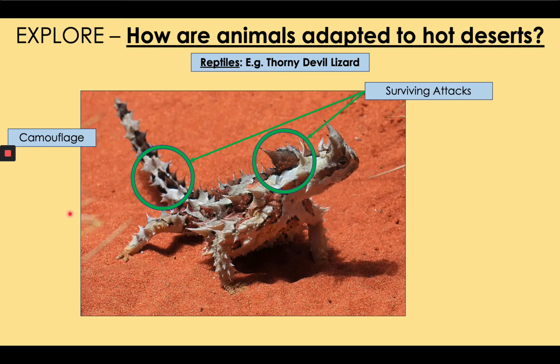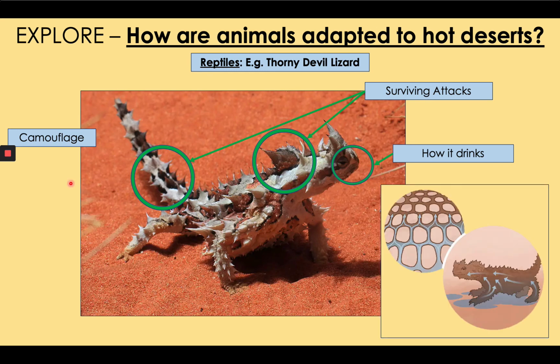But it doesn't just have to survive predators, it also has to survive the heat and lack of water. And it has some very clever ways of doing this. And that centers around how it drinks. The thorny devil lizard can drink water, but it almost never needs to, because its skin is adapted in such a way that it can actually get water from the air or from the sand. Let me show you how.